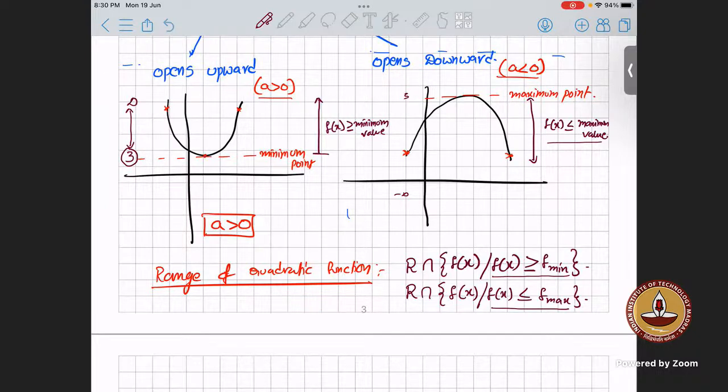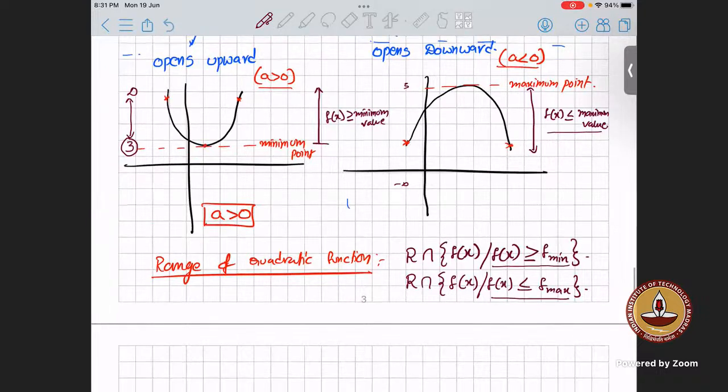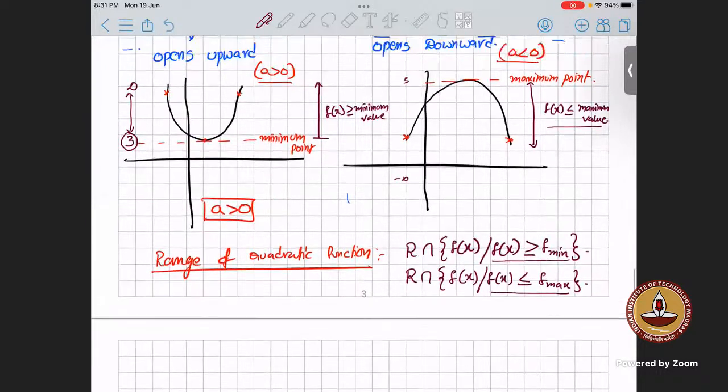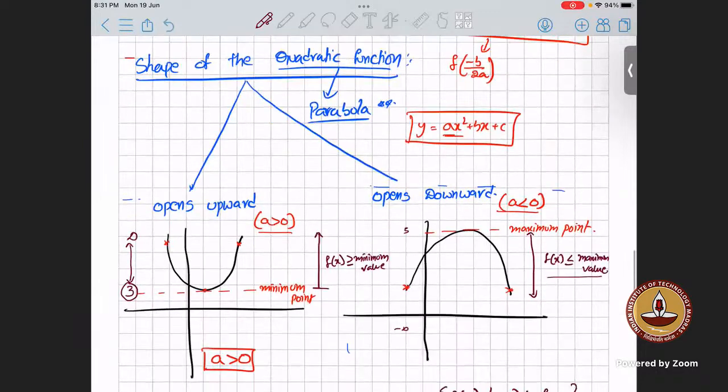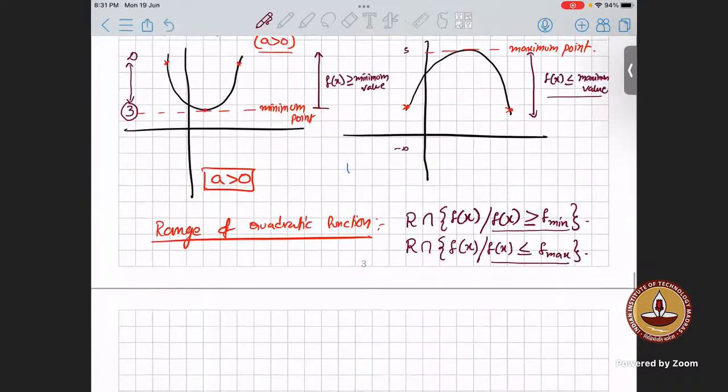And if the parabola is opening downwards, there must be a maximum value and a gradual decrease in the values. Are you getting the point? Like 5 to minus infinity, 3 to infinity. Agree? This is just an example. Okay? Clear?